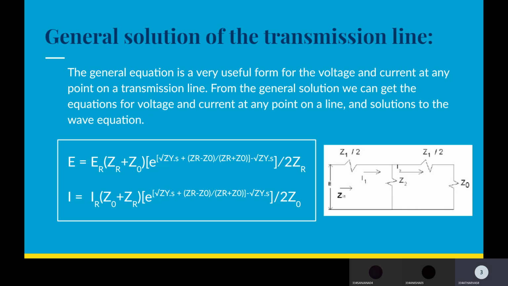The general solution of transmission line. The general equation is a very useful form for the voltage and current at any point on a transmission line. From the general solution, we can get equations for voltage and current at any point on a line and the solutions to the wave equation. The two equations below show the general solution of transmission line.